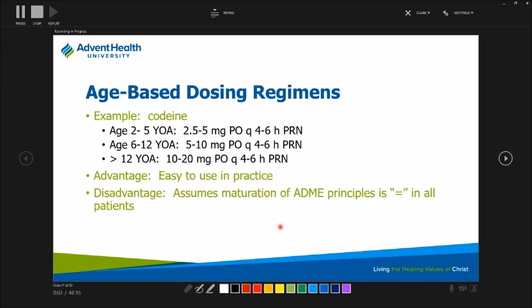So again, how are we going to be dosing pediatric patients? What's the most common? Weight-based dosing, right? So for the most part, you will not get yourself into trouble by using weight-based dosing. What's the problem with using age-based dosing? Yeah, it assumes that all kids are built the same, right? Every 2-year-old's built exactly the same, every 6-year-old's built exactly the same. That's not the case, right?